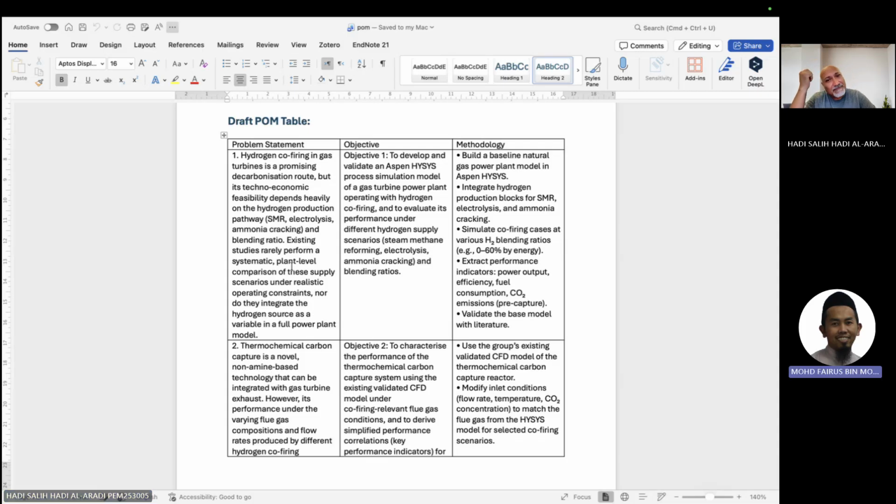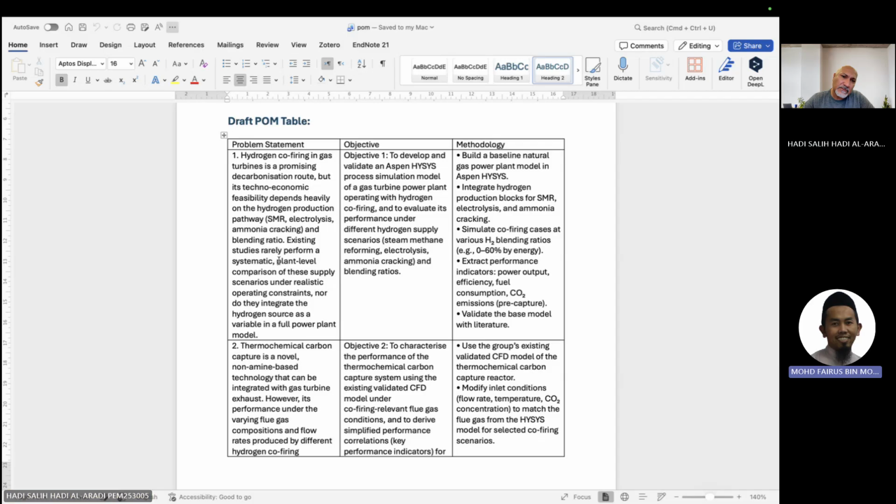We have various ways of producing hydrogen, including the one that we will use in this project, which is ammonia cracking, and also thermochemical process. So these are actually both ways. Of course, in the literature review, you will cover all mainstream ways of producing hydrogen.